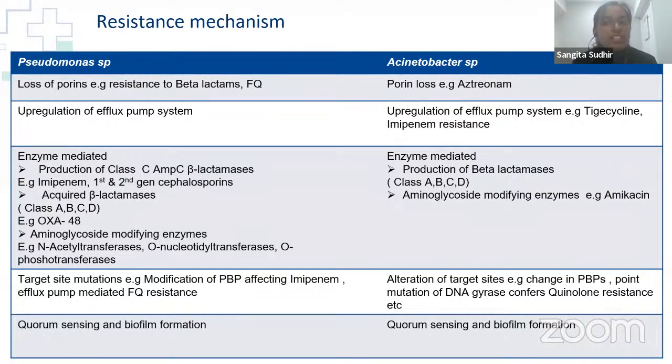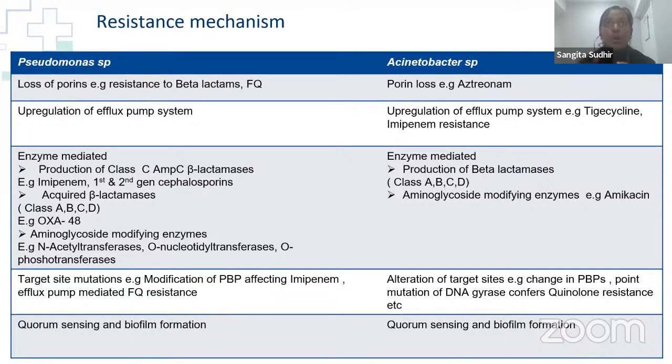And now we will be discussing the basics of resistance mechanisms. I already told you these infections are difficult to treat, especially because they are highly virulent and they easily become resistant. The emerging resistance is one of the risk factors which makes them difficult to treat and is leading to high morbidity and mortality. So these are some of the resistance mechanisms by which these become resistant strains. So one reason is loss of porins.